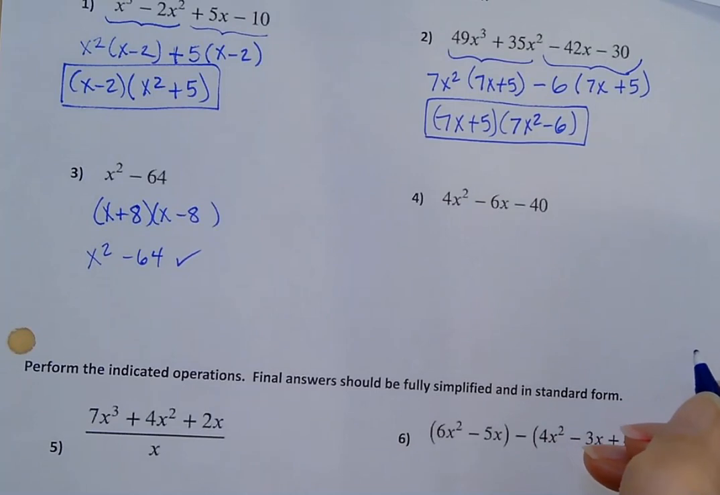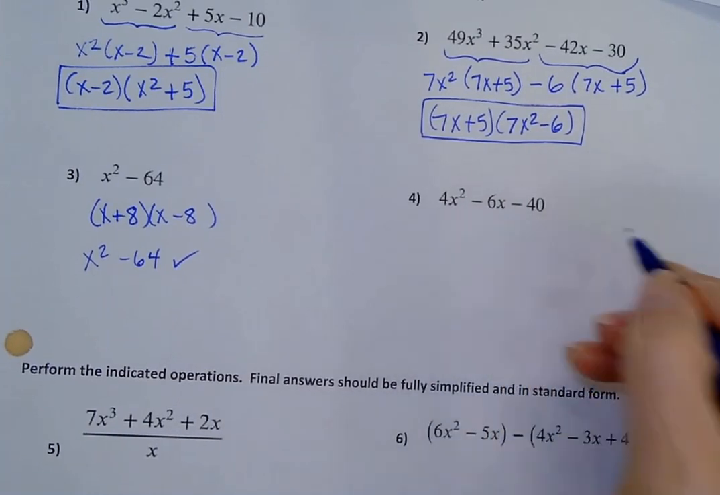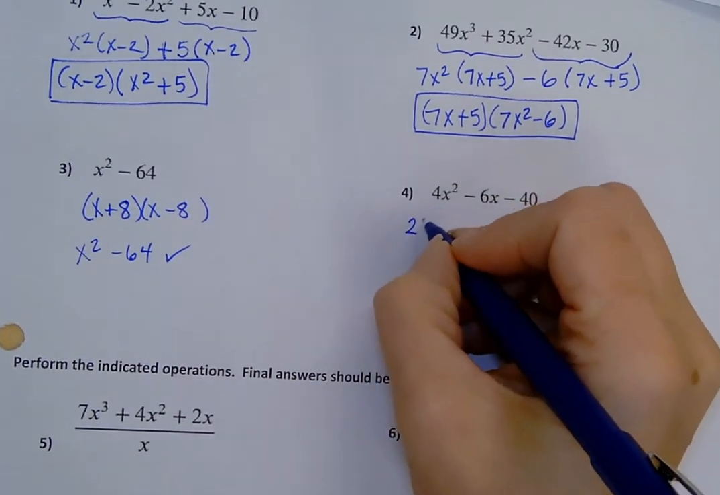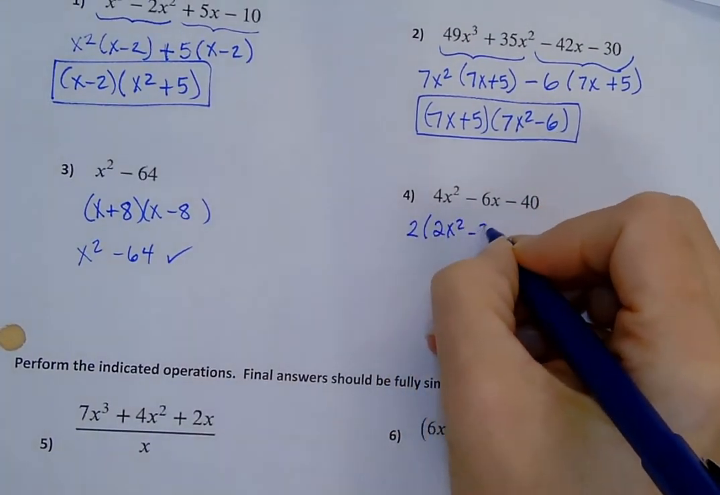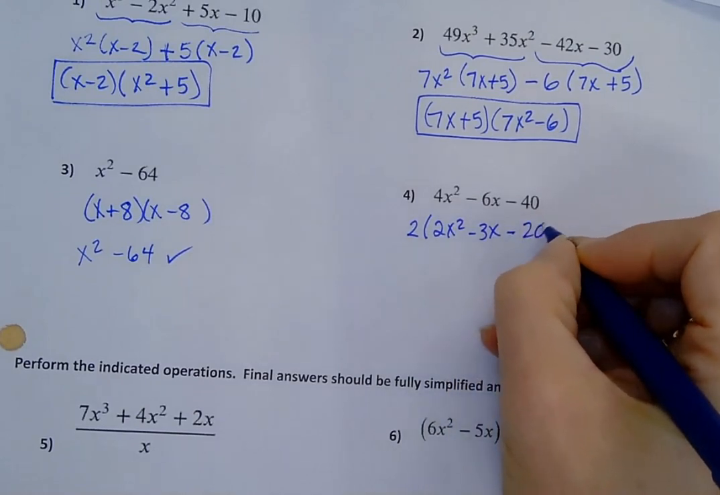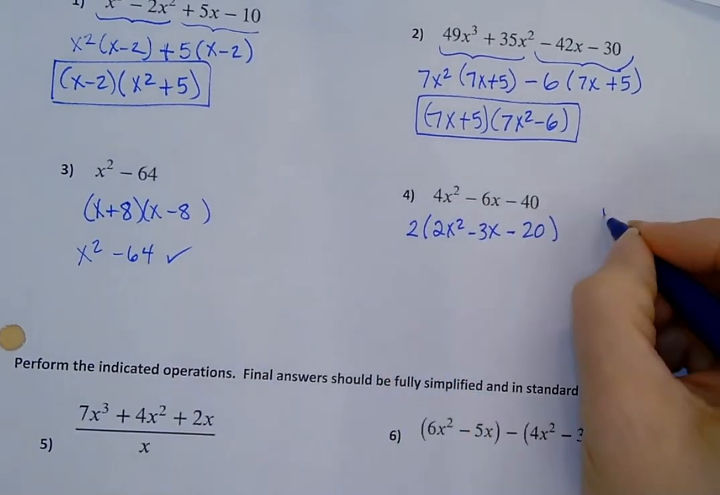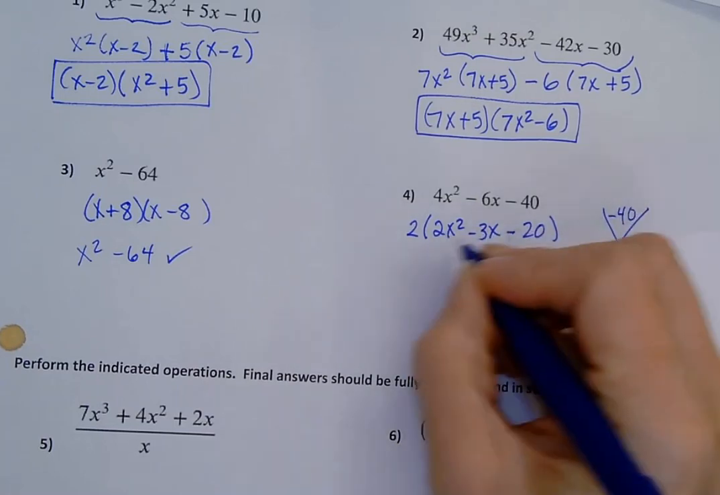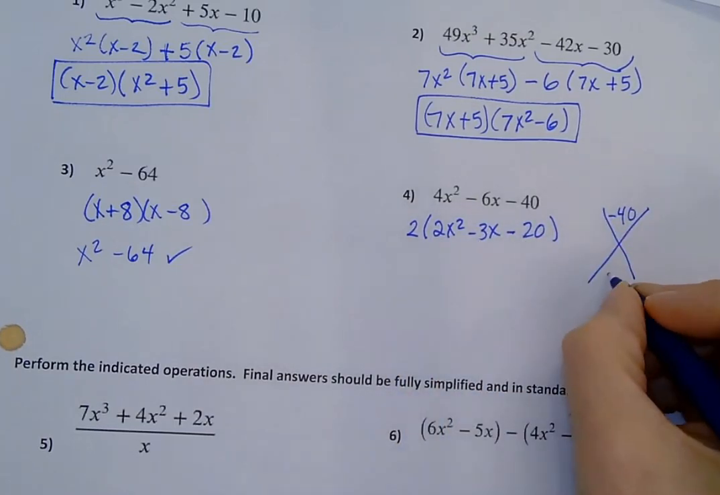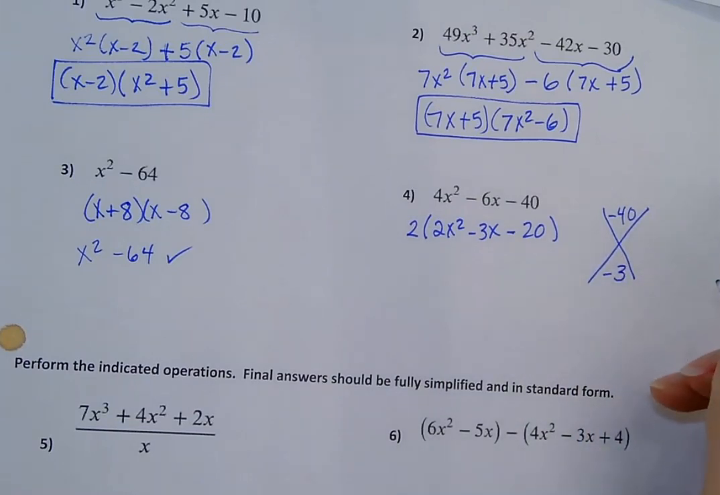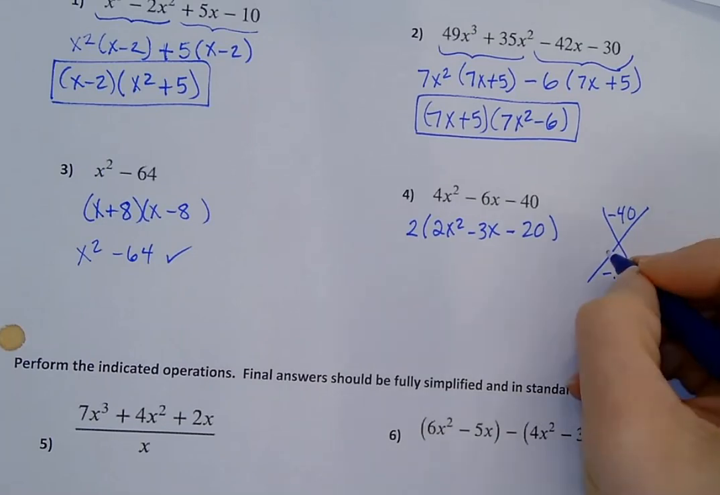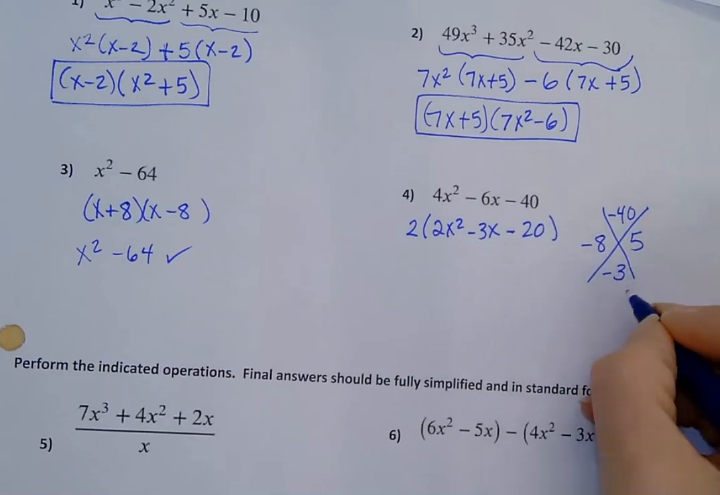Number 4, I look and see that I can pull out a greatest common factor. I'm going to pull out a 2 from each of those. So I'll have 2 times 2x squared minus 3x minus 20. Now I need 2 numbers that multiply to give me negative 40, because a times c, and they have to add up to give me negative 3. 8 times 5 is 40, so if I say negative 8 times positive 5, that's negative 40. Negative 8 plus 5 is negative 3.